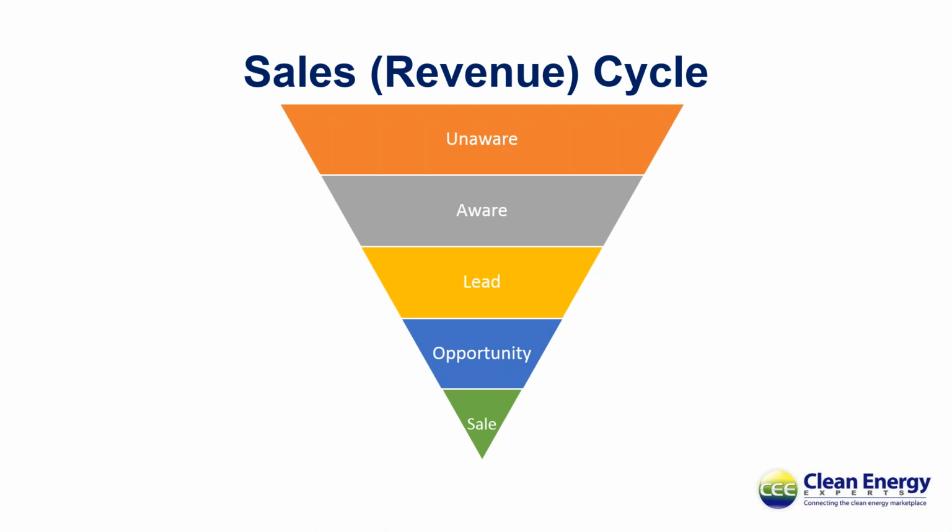So a prospect goes through several stages before they become a sale. The first stage is that they're unaware of you as a company, maybe unaware of solar as a product. And they do reach the awareness stage through maybe some advertising that you've done, or maybe an article they read in the newspaper about solar or something in general. And then they come into your fold as a lead somehow or another.